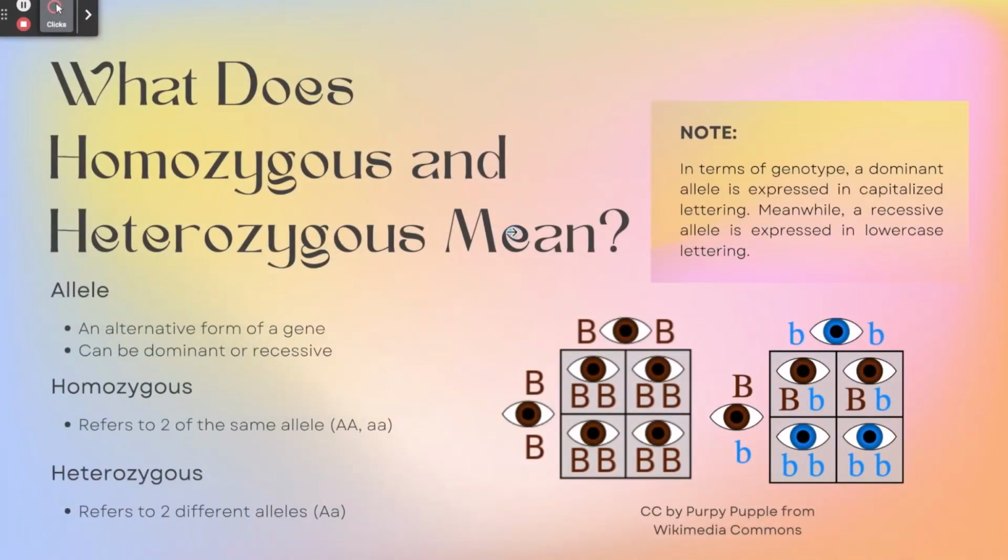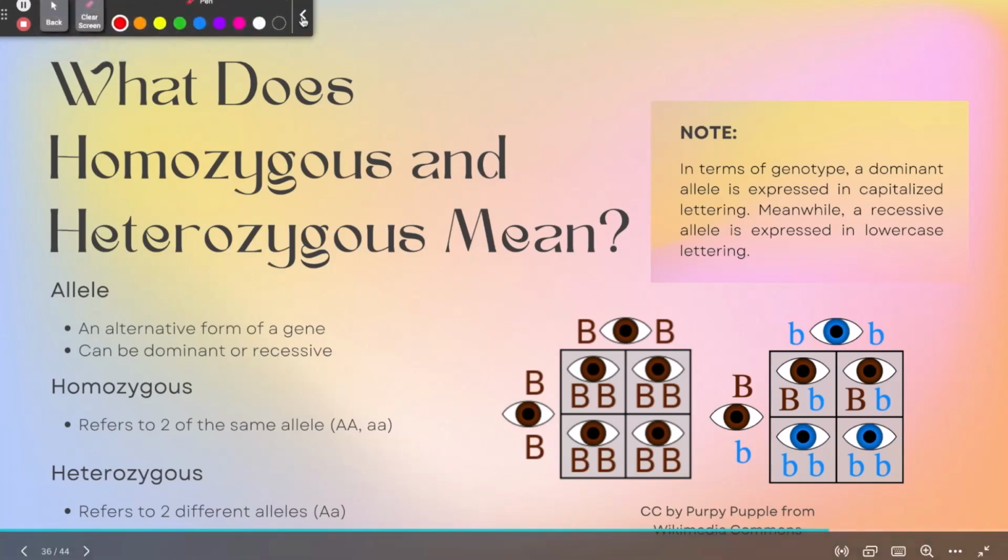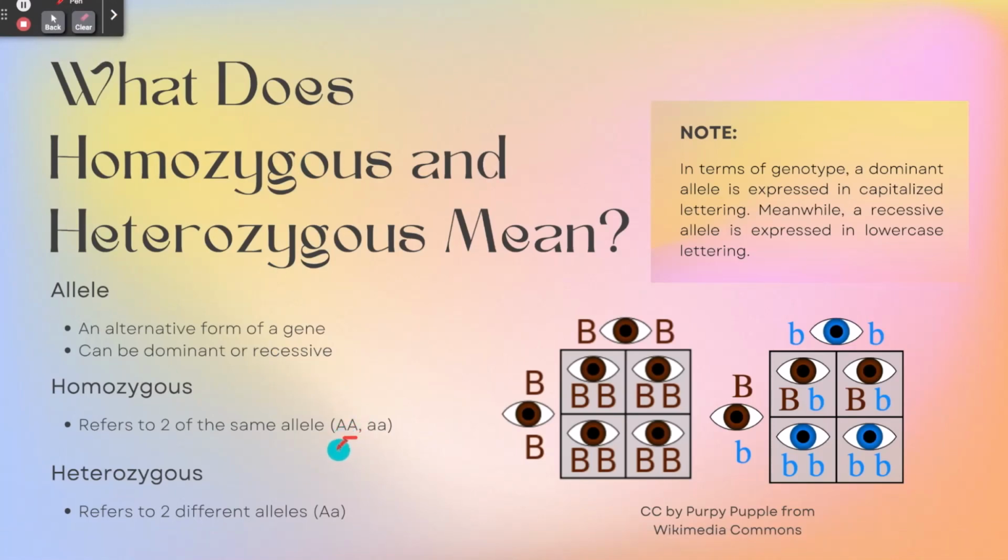So, what does homozygous and heterozygous mean? Before we describe those, we have to know what an allele means first. An allele is an alternative form of a gene, and it can be dominant or recessive. A homozygous allele refers to two of the same allele, in which the letters can be capitalized with big A, or lowercase with little a, little a. A heterozygous allele refers to two different alleles, so one letter can be uppercase with big A, and one letter can be lowercase with little a.